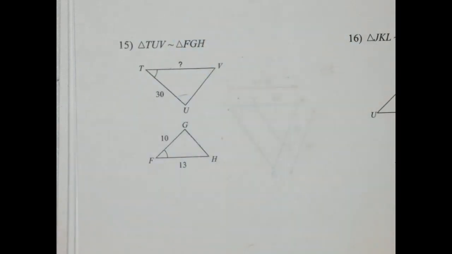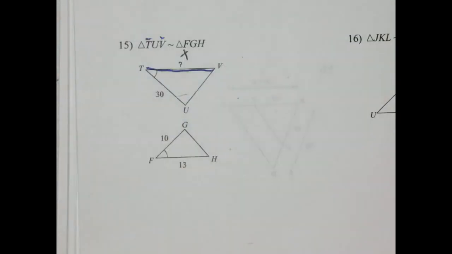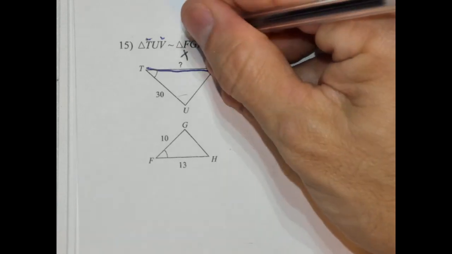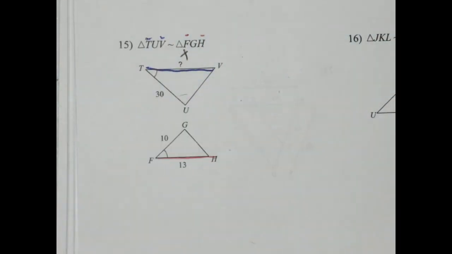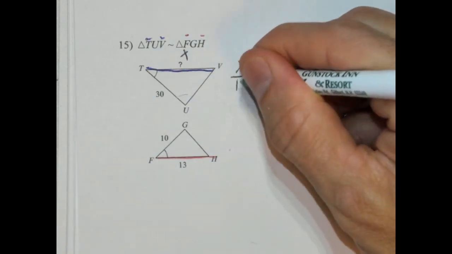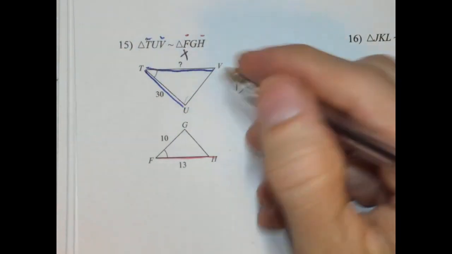So, okay, we're looking for the question mark, which is here. That's going to be our x. So TV is the first and last. The first and last over is FH. So FH is here. So x over 13. And then TU over 10. So 30 over 10.